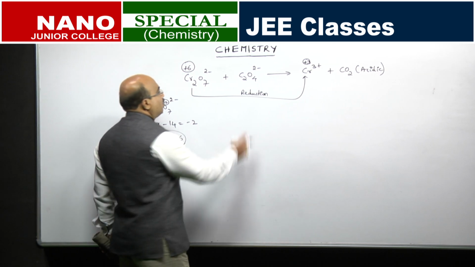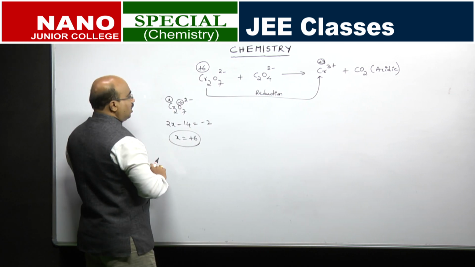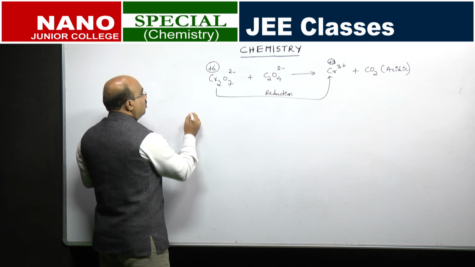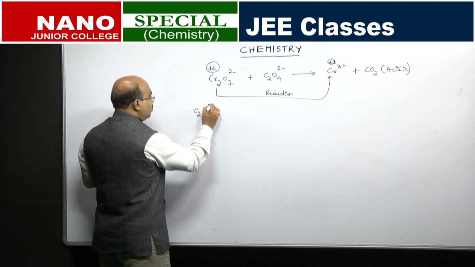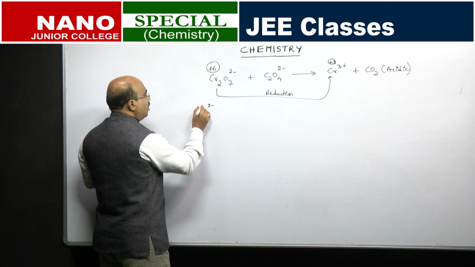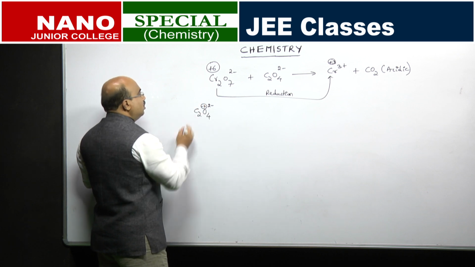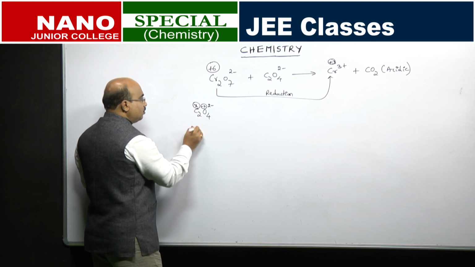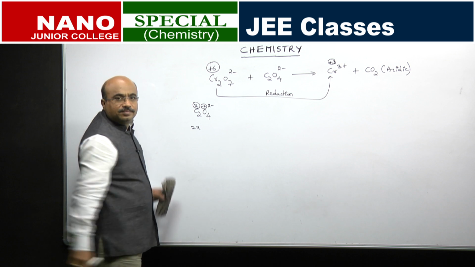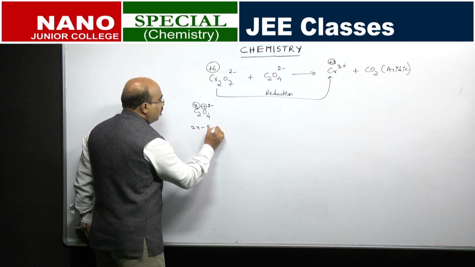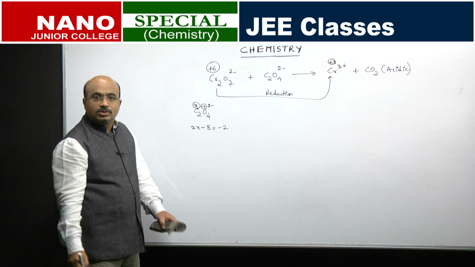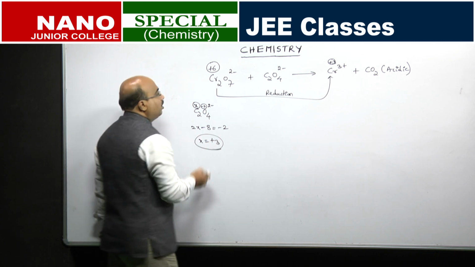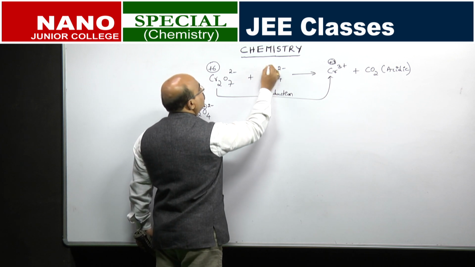What is carbon now here? If you calculate carbon separately, work out this C2O4 2 minus: oxygen is -2, carbon is x, this is 2x, this is -8, equal to -2. So, x is equal to +3, meaning each carbon's oxidation state here is +3.